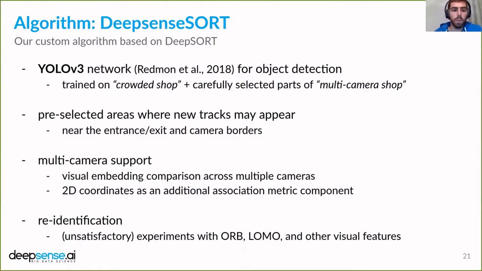We also added support for multiple cameras tracking, which means we were also having a purely visual comparison without this Kalman filter framework for those detections and tracks that were not matched with Kalman filter and embeddings to match objects across multiple cameras. And also we added information about the 2D coordinates of each bounding box as additional information, additional component of the association metric. I will say a few more words about these 2D coordinates in a while. It has not yet been covered.